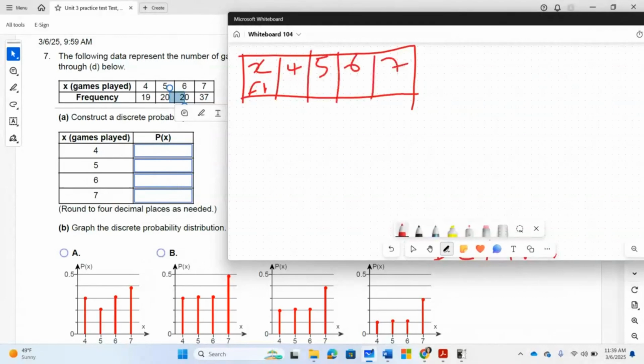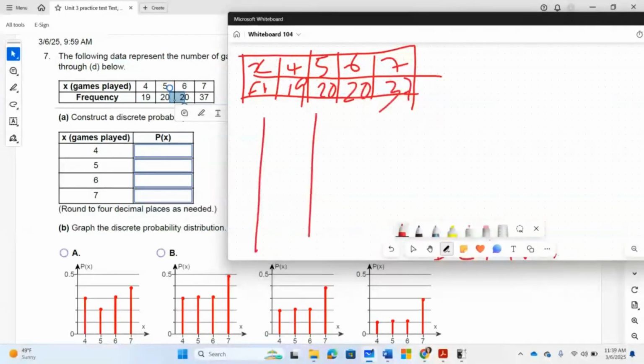And then I am given the number of occurrences. 4 occurred 19 times, 5 occurred 20 times, 6 20 times, 7 37 times. All right, I'm now going to make a probability distribution from a frequency distribution.